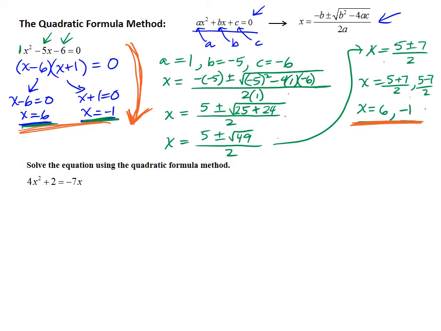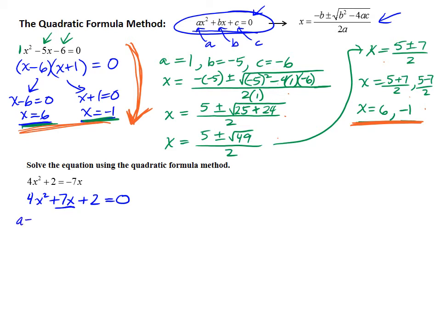What we have here is 4x squared plus 2 equals negative 7x. Now we don't have 0 on one side, so to find a, b, and c, it is ideal to get 0 on one side. So let's move that 7x over. And when I move it over, it's going to become positive 7x. And make sure that you write these terms in descending order. You see how I put the 7x in the middle between x squared and the constant? That way it's in the same format as the original definition of a, b, and c.